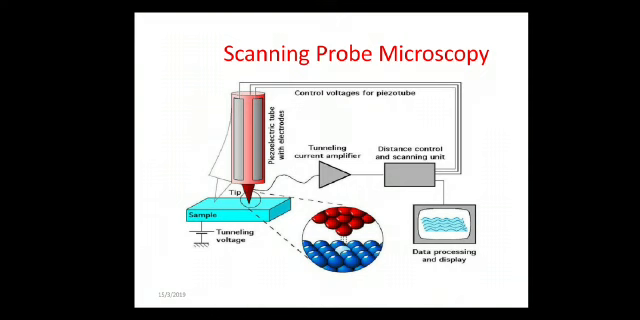A scanning probe microscope has a probe tip, as you can see in the image, which is mounted on the end of a cantilever. The tip can be as sharp as a single atom. It can be moved precisely and accurately back and forth across the surface, even atom by atom.